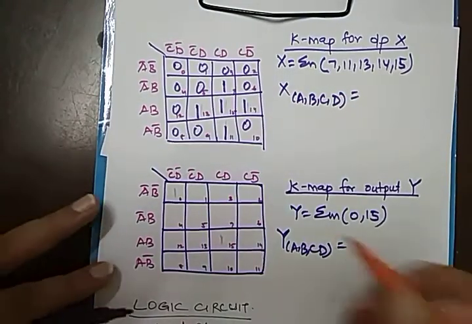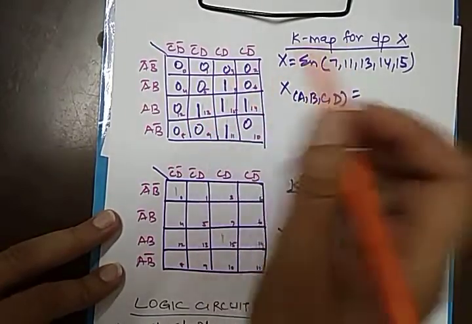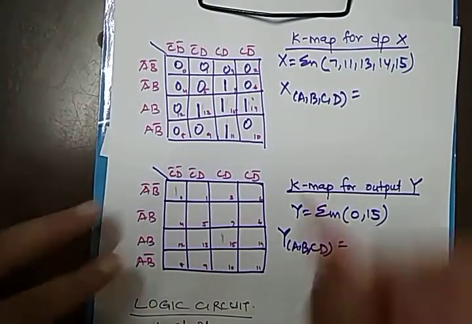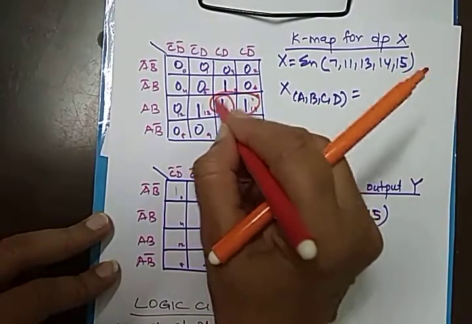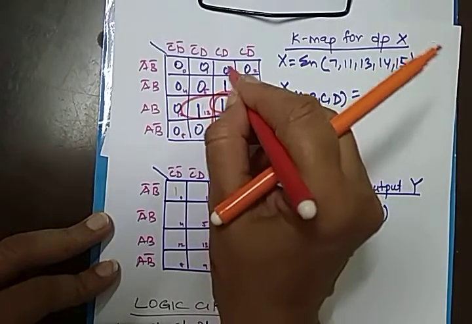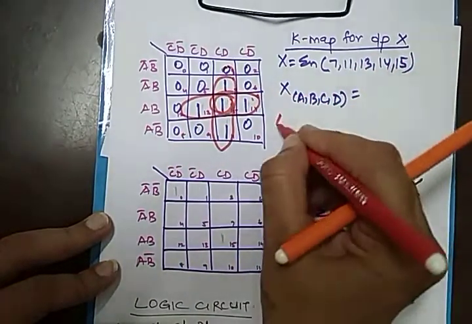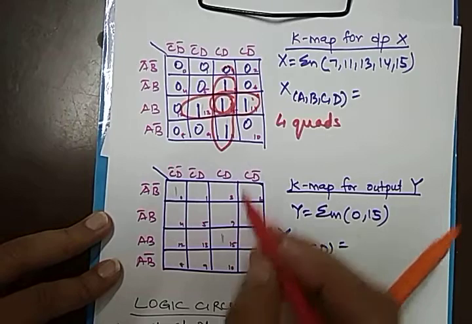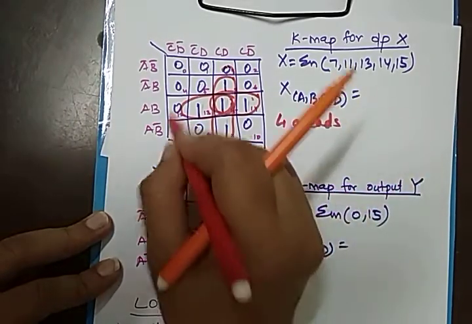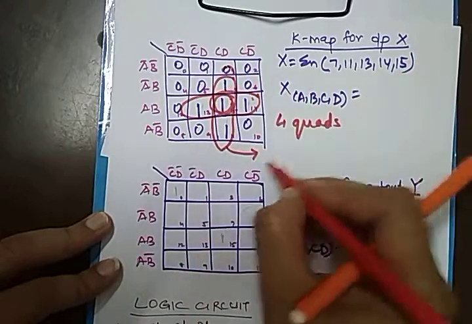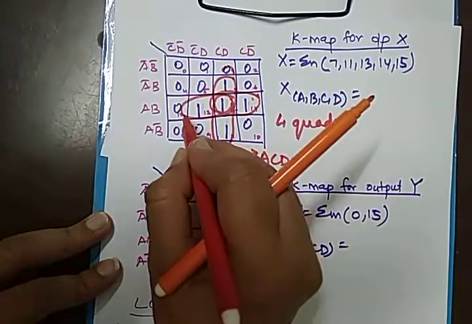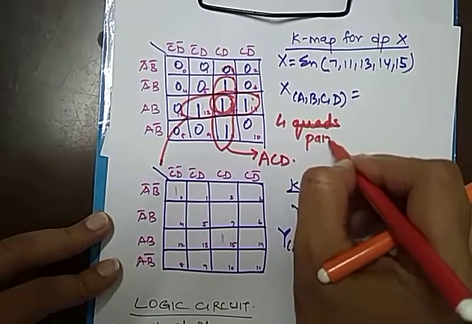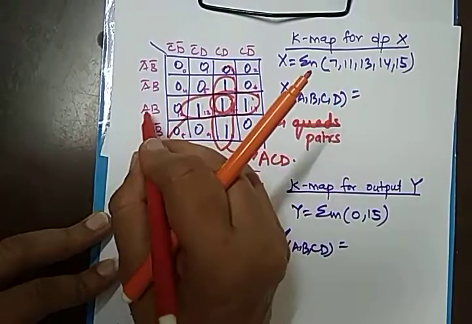And now let us simplify it. We see that there are no 4 ones together. So the best combination possible in this case is 1 pair, this is another, and this is another. So we have 4 pairs. So there will be 4 terms. Let's see the value for each. The value for this pair is ACD. The value for this pair, these are 4 pairs. So this is AB.